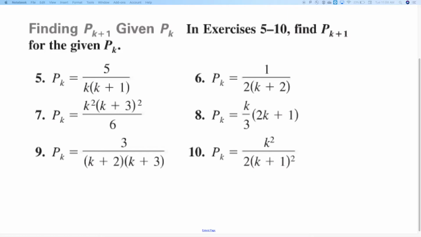Be careful with number 8. That's probably, I think, maybe the tricky one for today. I'll put it on the board and I'll put my answer up there in just a little bit for all of them. We'll talk about that too.